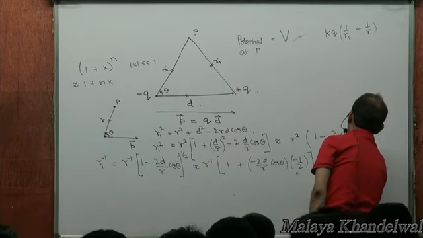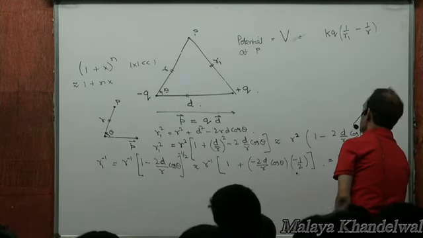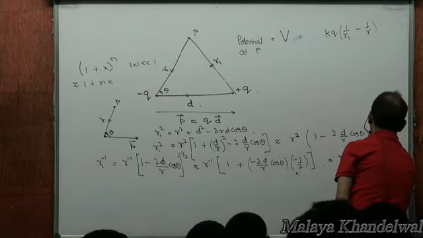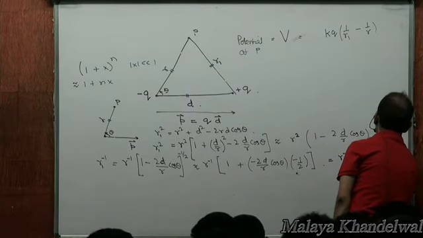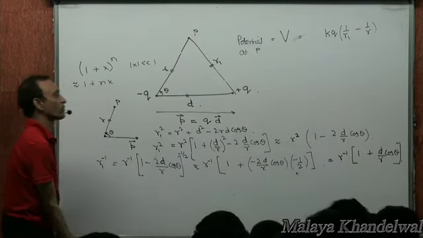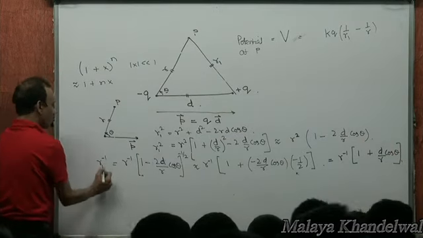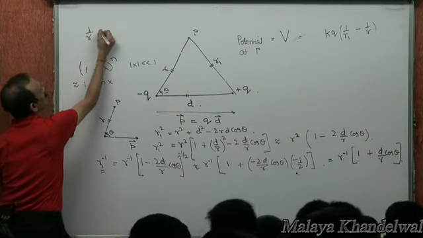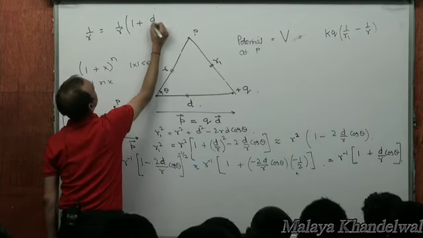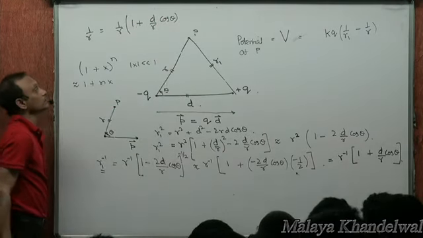This is r to the power minus 1, approximately 1 plus d by r cos theta. d by r cos theta. Yes or no? Clear? So we have r1 to the power minus 1, that means 1 by r1 equals 1 by r into (1 plus d by r cos theta). Yes or no?